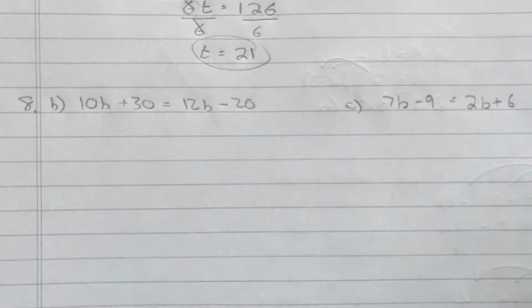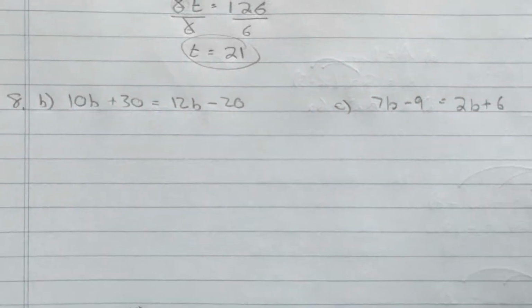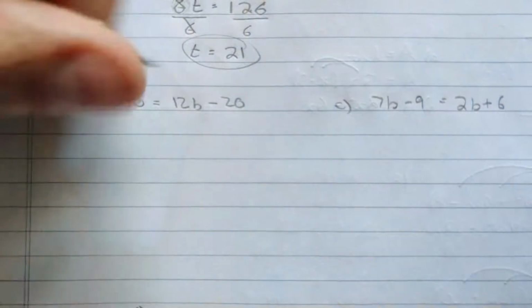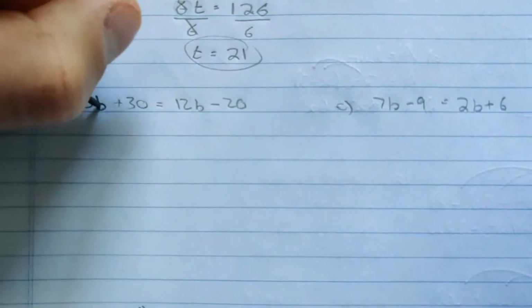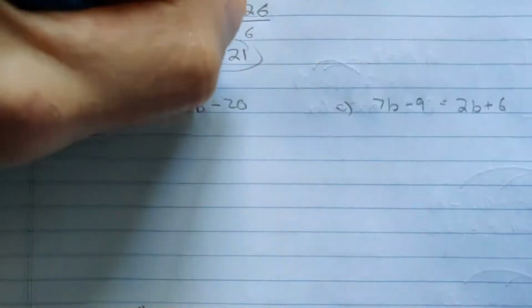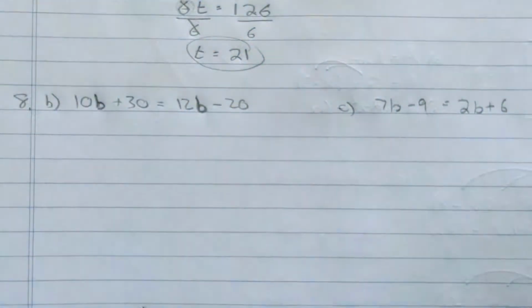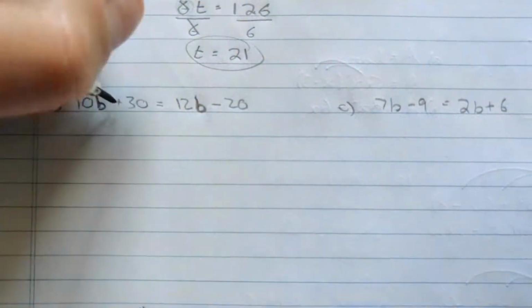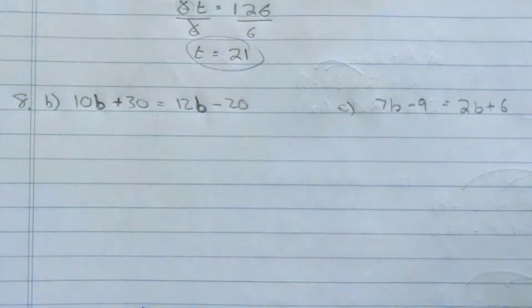Yeah, so number 8 asks us to solve for b in each case. So I've got a couple questions here to take a look at. Now the difference with these questions is we have b on this side, and we have b on this side. And so now it changes up what we've got to do a little bit. We've got to move all the b's to the same side and then get all the numbers to the other side. So let's start with just getting the b's to one side.